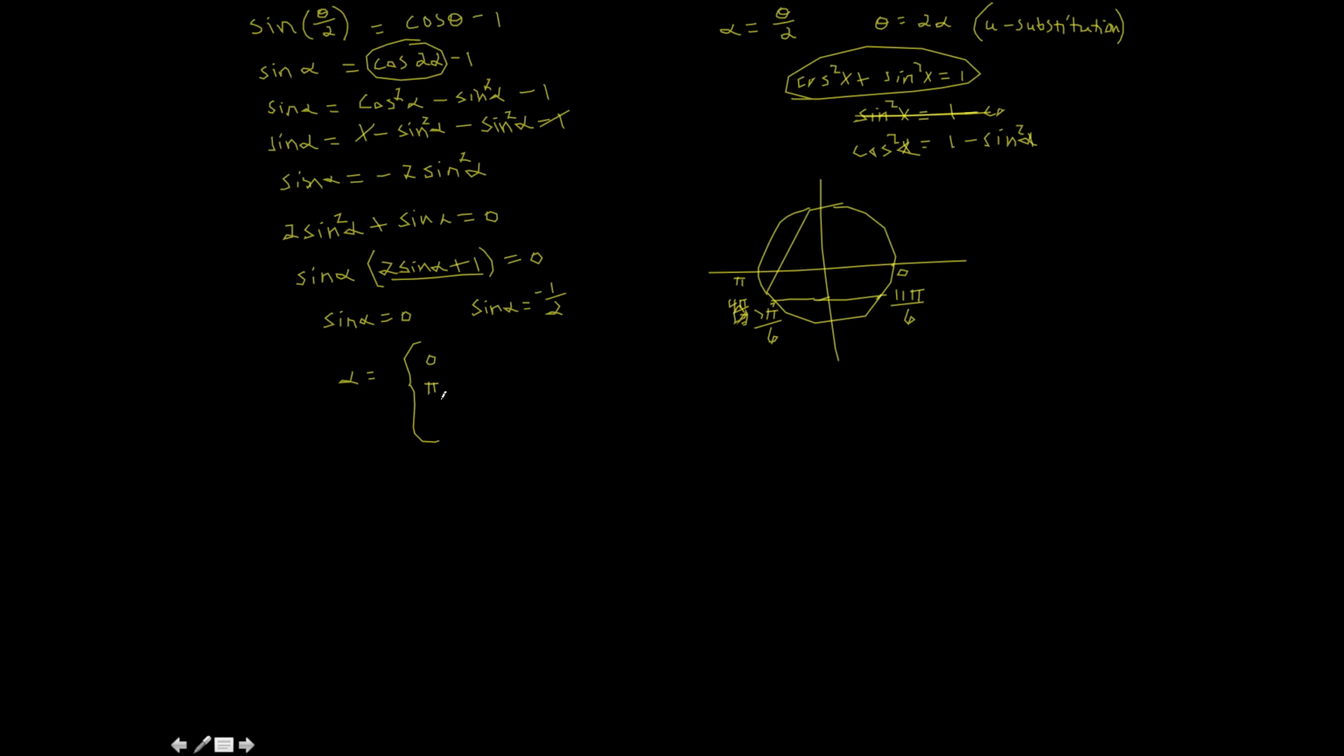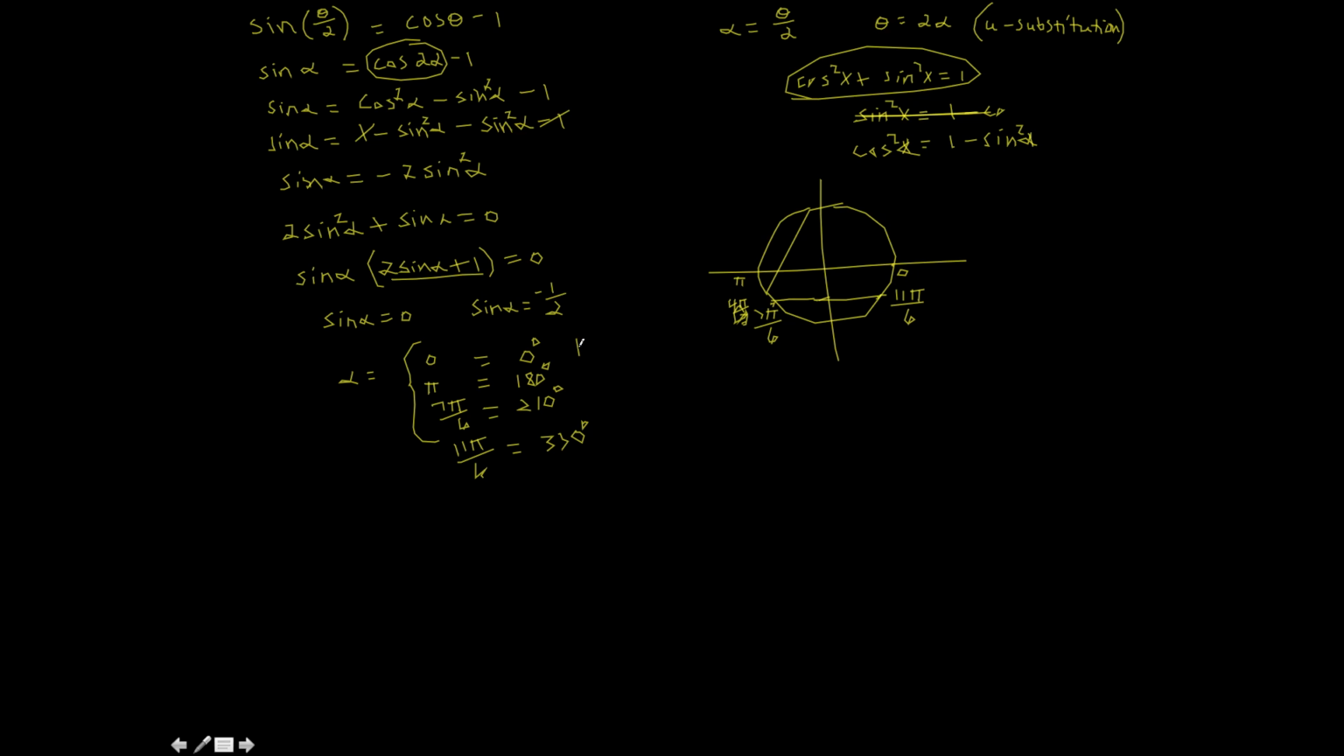Now, here's the deal with this. In this problem, in the beginning, I told you we wanted it in degree form. So obviously, 0 is still 0 degrees. But pi is going to be 180 degrees. 7 pi over 6, if you change that to degrees, is 210 degrees. And 11 pi over 6 is 330 degrees.